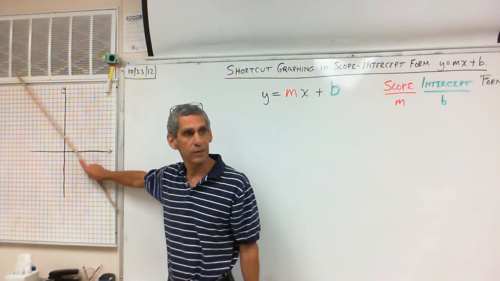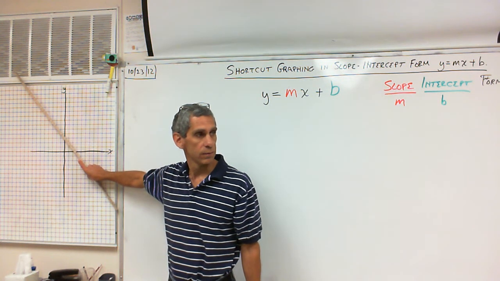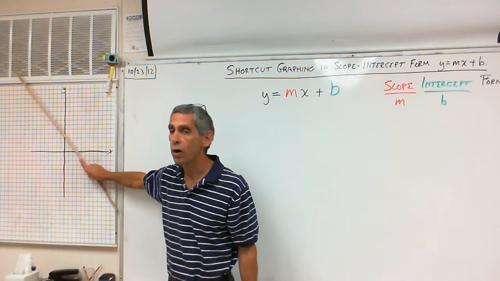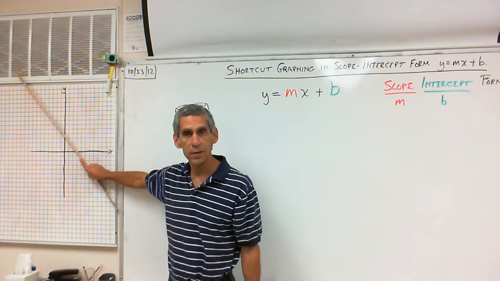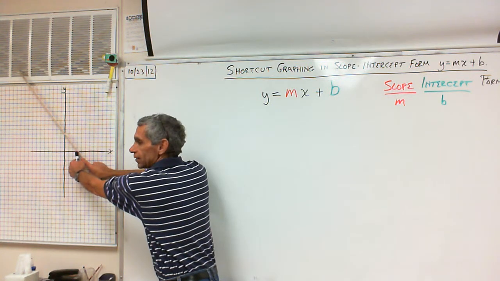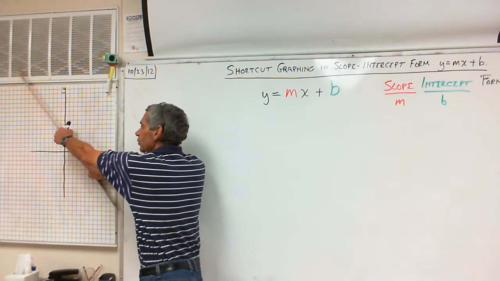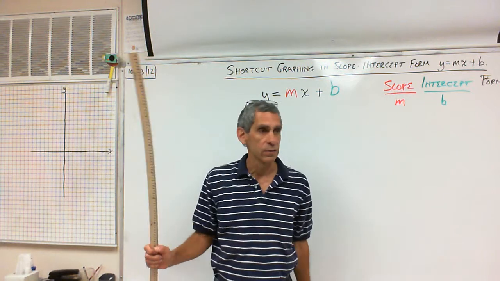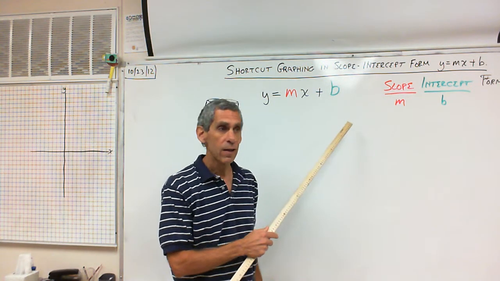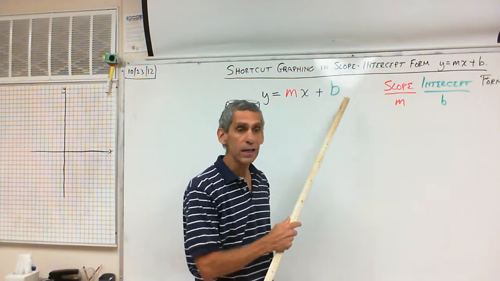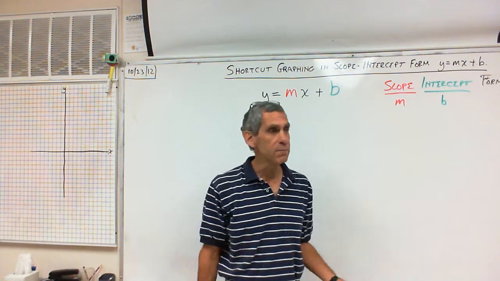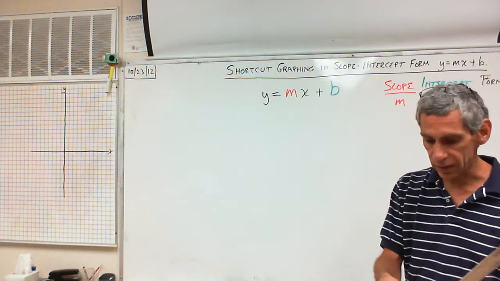So what is my x-intercept? 3. What is my y-intercept? 4, exactly. My x-intercept is wherever the line crosses the x-axis. My y-intercept is wherever it crosses the y-axis. That is hugely important information because it means we immediately know a point on this line.